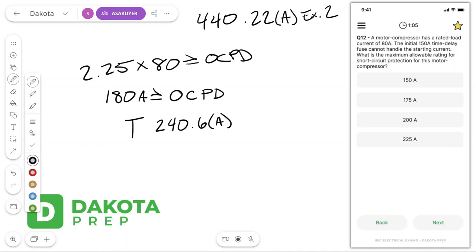Let's go take a look. Yep, it turns out the next standard size is 175 amps. That does not exceed 180. So it did help us out a little bit. We got to go from 150 to 175, but we better hope that that extra 25 amps is enough to carry that starting current.